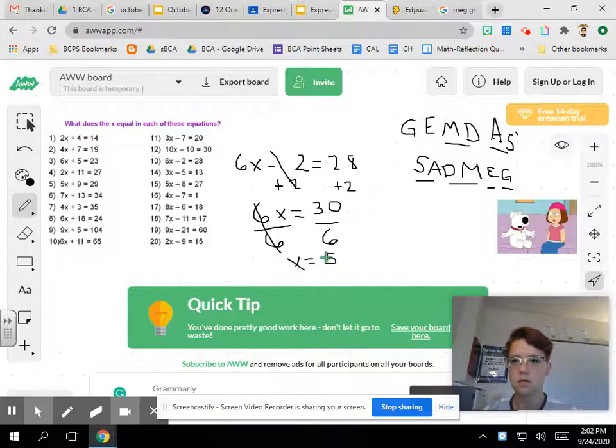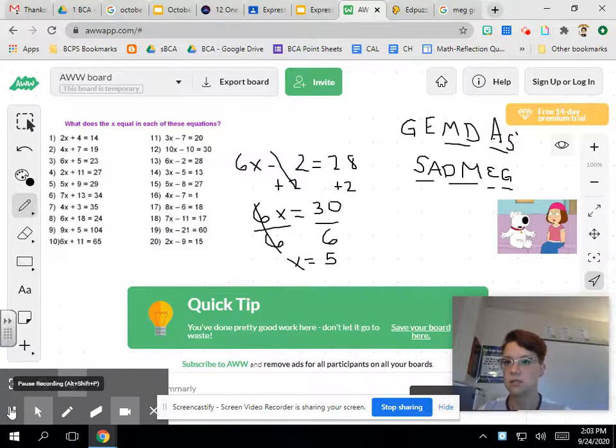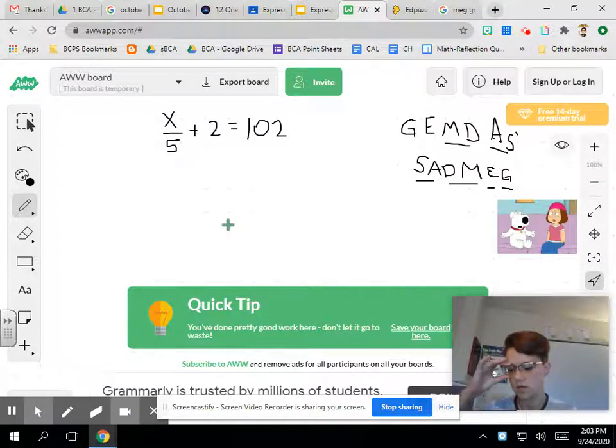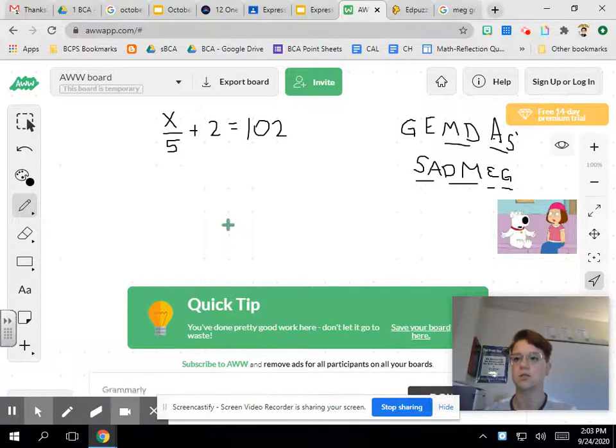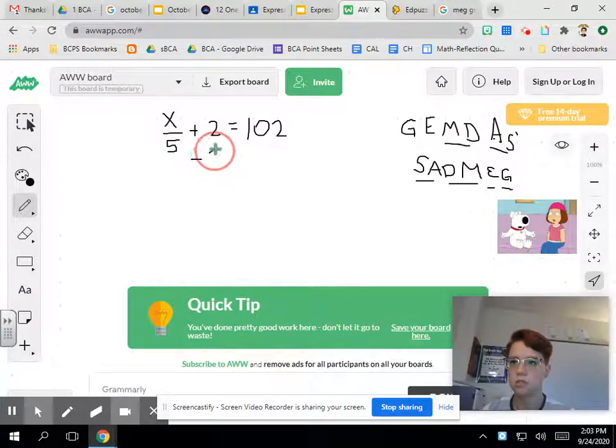Thank you, Meg. We are going to do one more example here to show you what happens when your variable is being divided. So let's say we've got the equation x divided by 5 plus 2 equals 102, or x over 5 plus 2 equals 102. So the first thing SADMEG tells us to do is to subtract and add. So what's being subtracted or added to x? It's 2. We will undo the addition by subtracting.